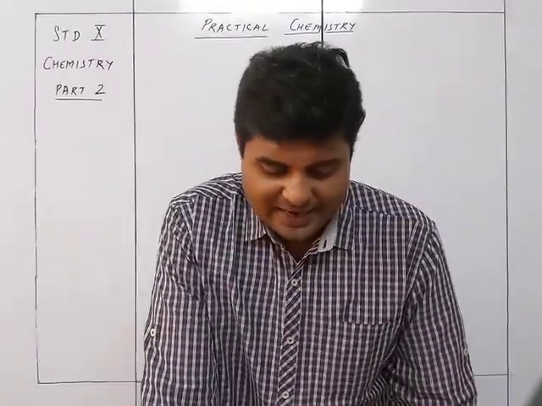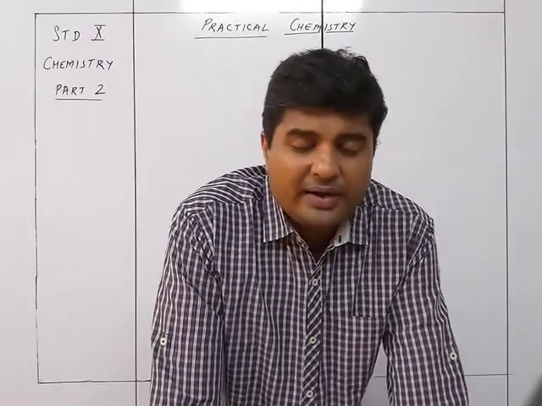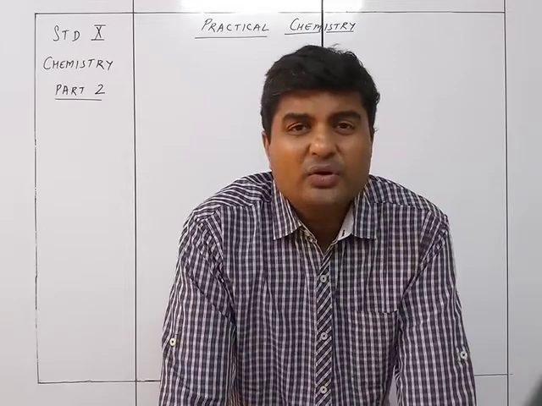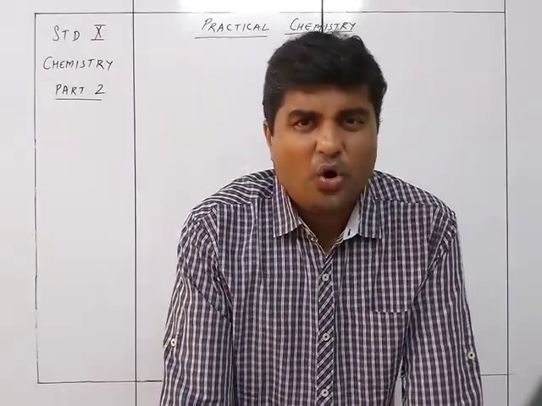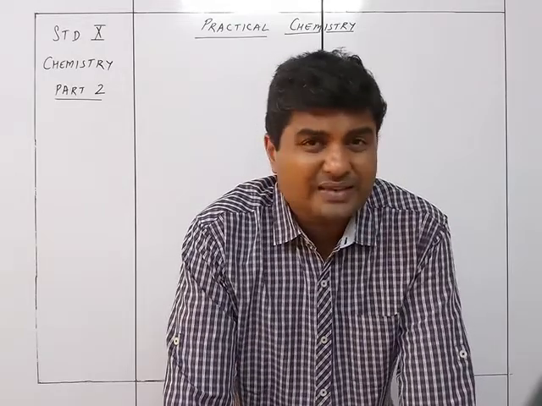The next is zinc carbonate. Again, you can see zinc carbonate on heating. Now zinc carbonate is white in color, but as soon as you heat it, it gives you ZnO plus CO2. So all carbonates on heating give you the metallic oxides plus carbon dioxide.